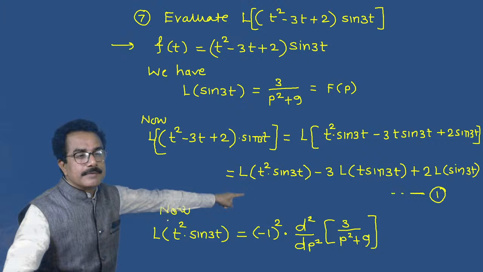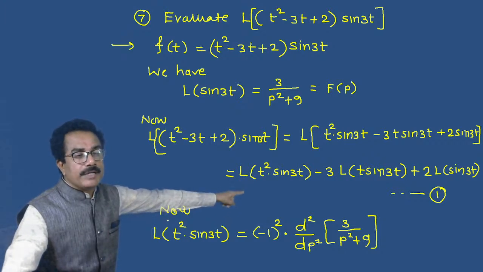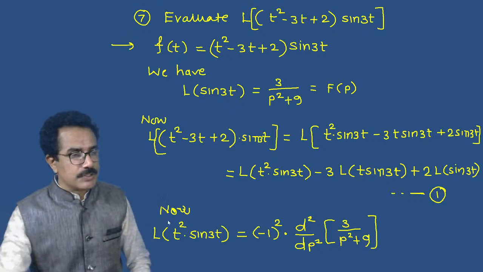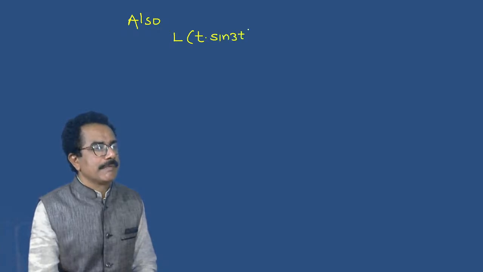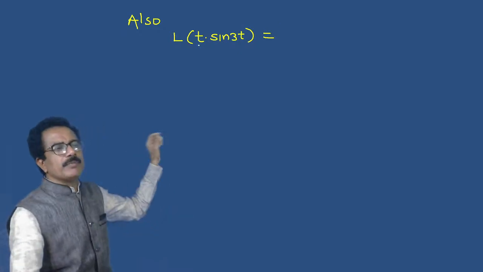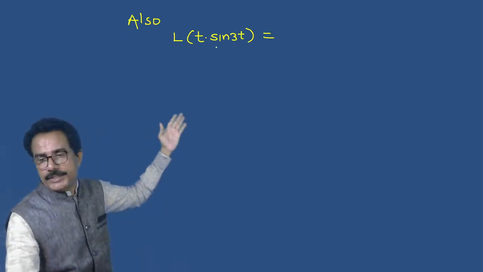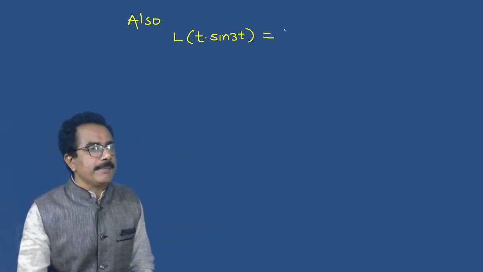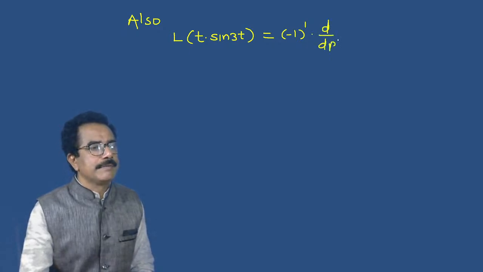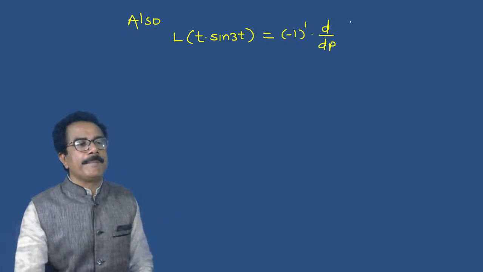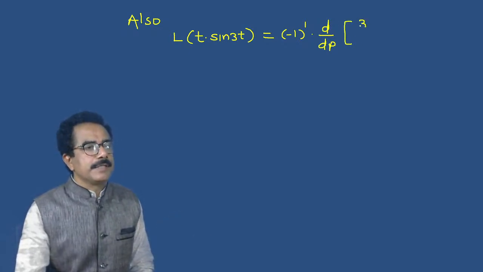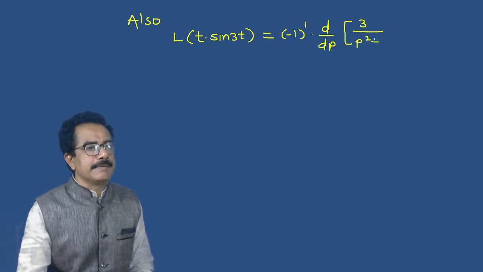Then we have to calculate the Laplace transformation of 3 into sine 3t, also the Laplace transformation of t into sine 3t. Again we have to use the same formula, Laplace transformation of t raised to n into f of t, that means minus 1 raised to 1, n means 1, d by dp of capital F of p, which is 3 divided by p square plus 9.